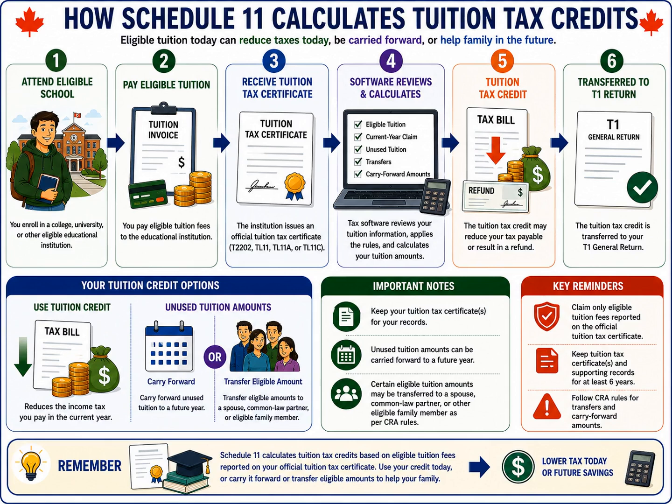Now let's walk through how Schedule 11 calculates tuition tax credits and determines how eligible tuition amounts are used on a Canadian income tax return. The process begins when a student attends an eligible educational institution, such as a university, college, or other qualifying school recognized under the Canadian tax rules. During the academic year, the student pays eligible tuition fees to the institution. After the tuition has been paid, the educational institution issues an official tuition tax certificate.